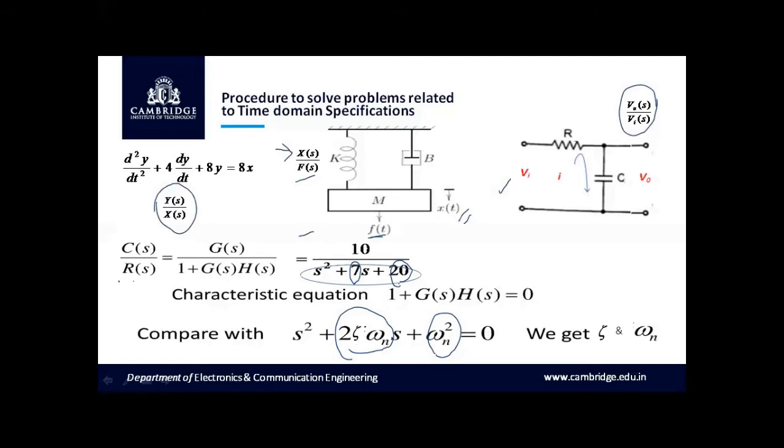Once after applying the value of zeta and omega n, now the procedure is very simple for you to calculate the time domain specification. So let us solve few example problems related to this concept so that you will get so much of confidence during your examination.